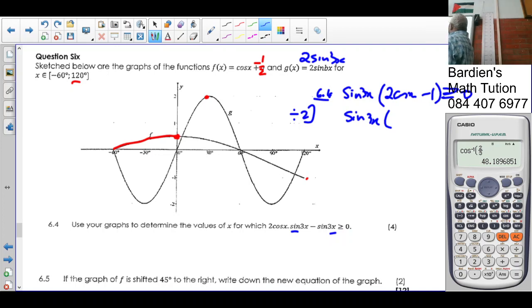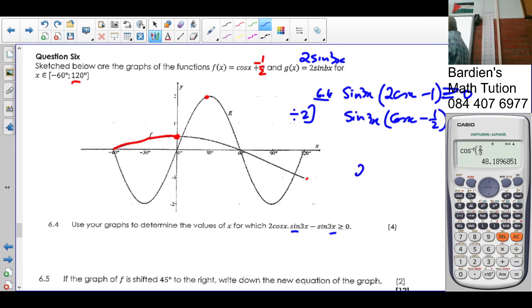So 2 cos x divided by 2 is going to be cos x. 1 divided by 2 is negative half. So it doesn't affect the sine 3x divided by 2. You remember it's a factor.